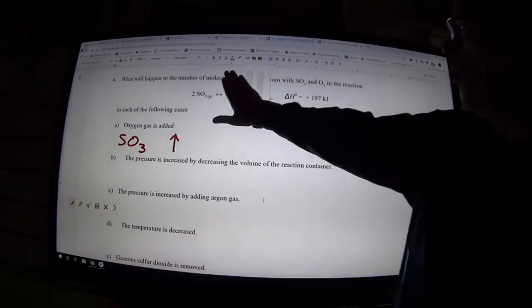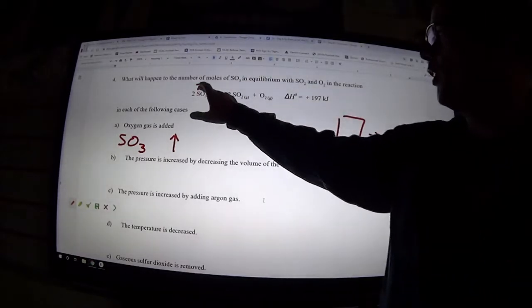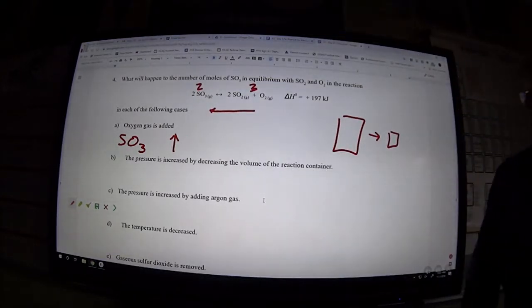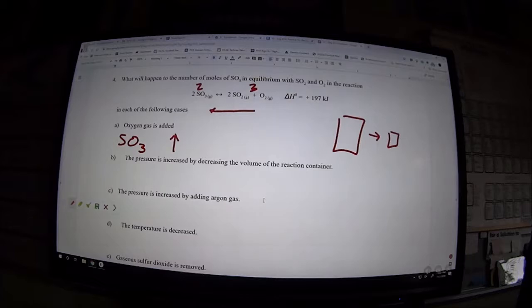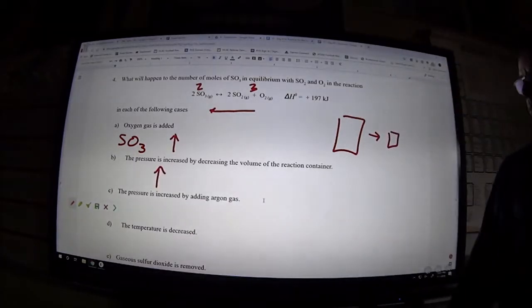The pressure is increased by decreasing the container. So which way will we shift? Left again, because we have 2 particles here, 3 here, so we shift that way. So what will happen to SO3? It'll increase again. Good. This is hard.